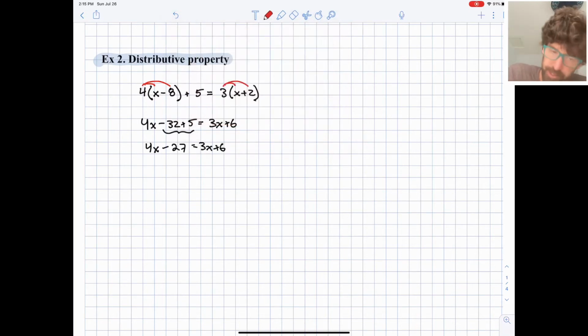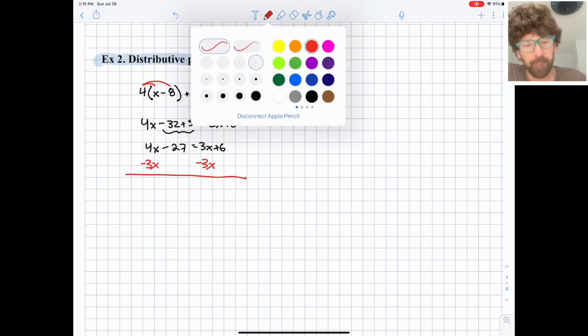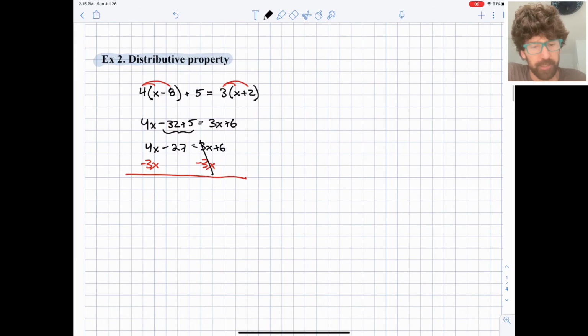Once again, let's figure out which is the easiest side to end up with our x's on. I have more x's on the left, so let's subtract 3x from both sides. And we're left with a 6 on the right, and we have an x minus 27 on the left. Adding 27 to both sides, we have x is equal to 33 as my final answer.